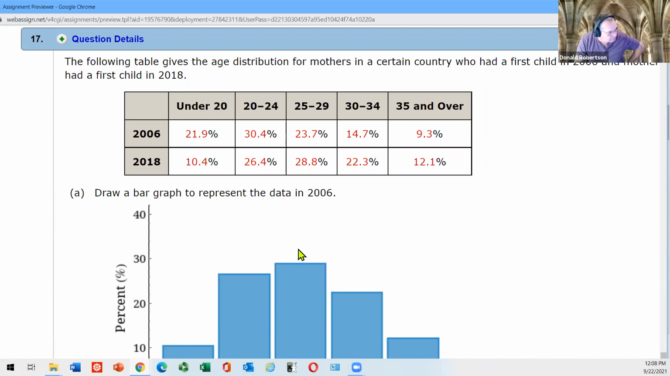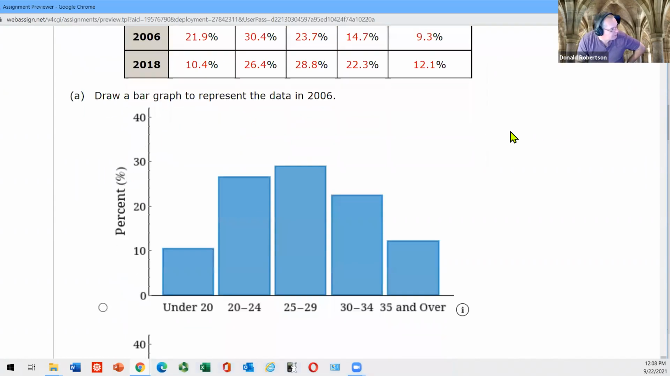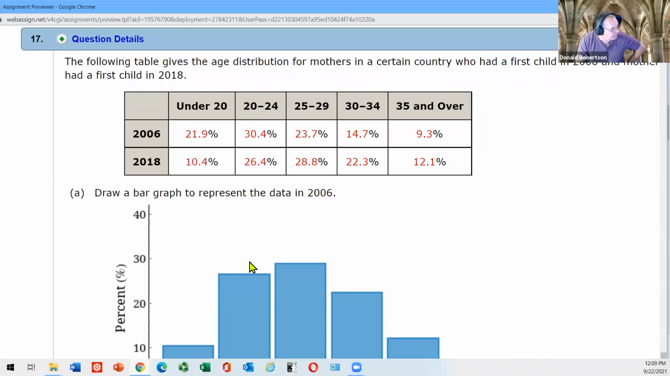So good, cool data, right? You can use it in different ways. The first question is very easy, although it takes up forever and a day. It says, draw a bar graph of this data. Well, all I would do is say, okay, the under 20s is 21.9%. That's all I'm going to focus on. Under 20s, 21.9.